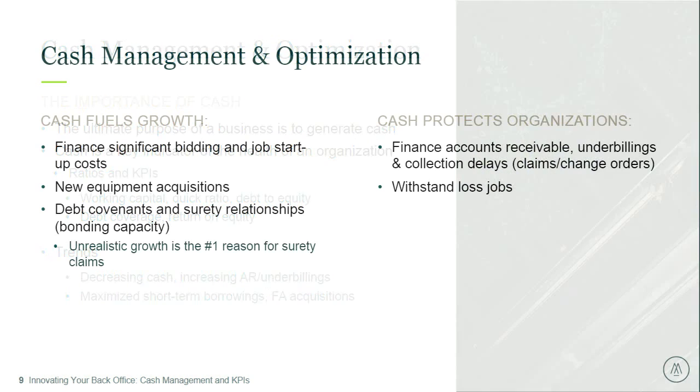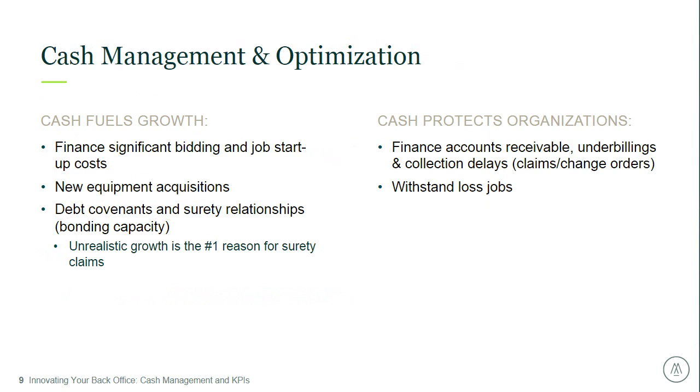So proper cash management and optimization provides cash that fuels growth and protects organizations. On the slide here, we have just a few examples. Obviously, cash management and optimization provides for financing of significant bidding and startup costs, new equipment acquisitions. They play a key role in debt covenants and surety relationships. We have up here just a side note that unrealistic growth is the number one reason for surety claims.